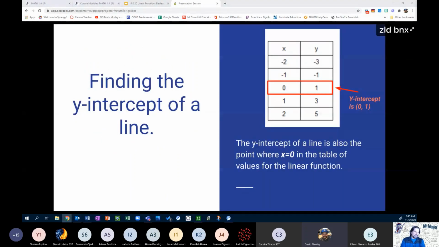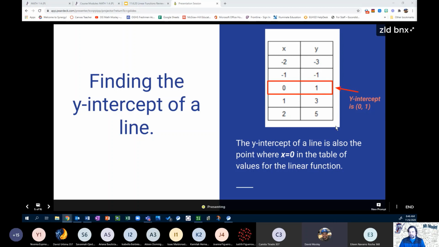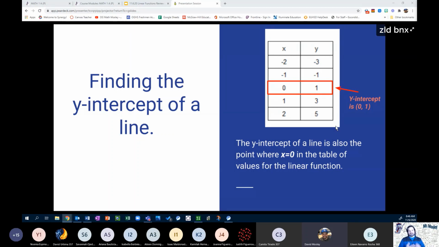The y-intercept of the line is also the point where x equals 0 in the table of values for the linear function. So in this example, we find the x value of 0 that goes along with the y value of 1, the y-intercept 1. We're looking at a table where x equals 0, whatever that value of y is, that's our y-intercept.